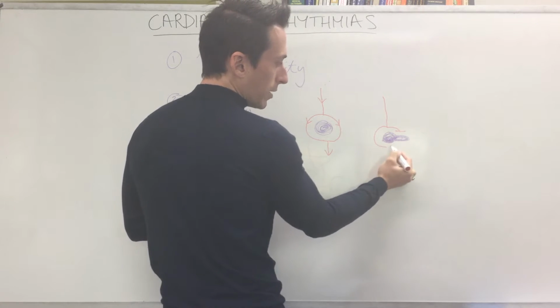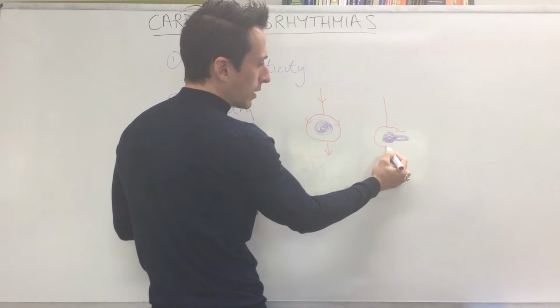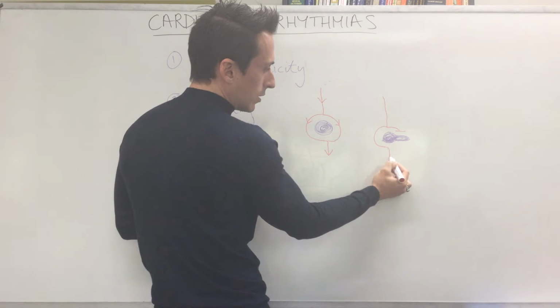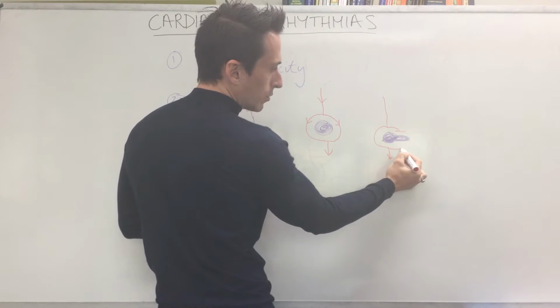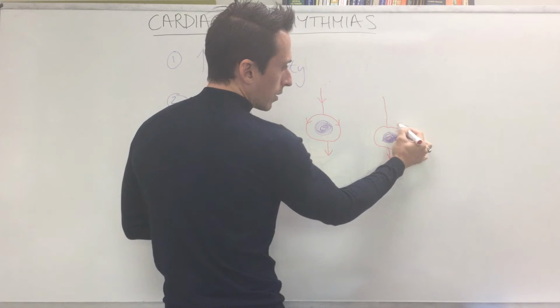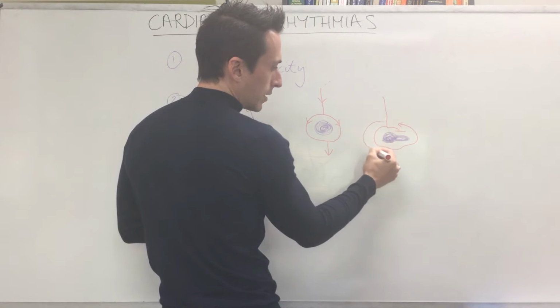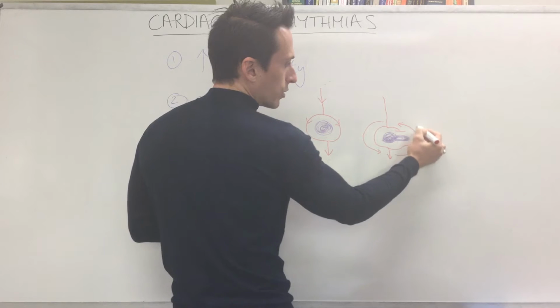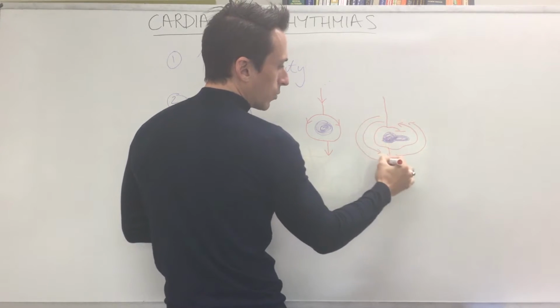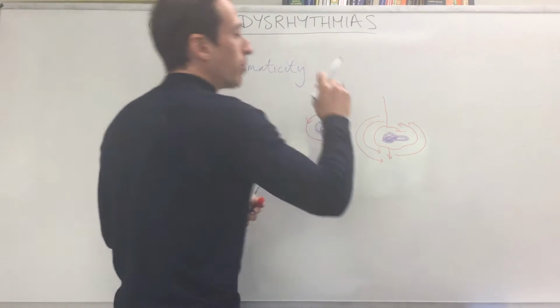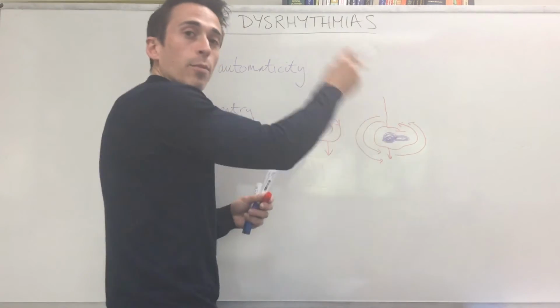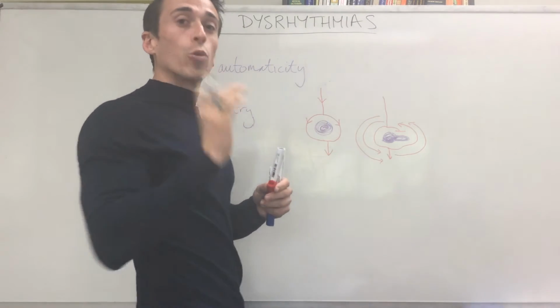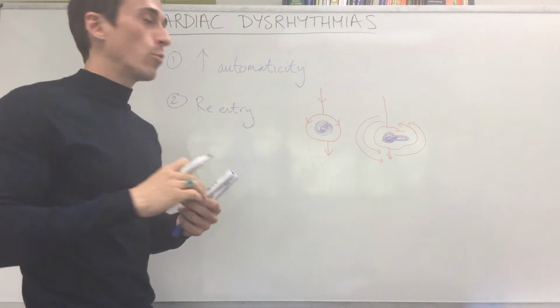Now usually they meet and cancel each other out, but what's happening here is that as this signal continues down like this, it also continues to move up around like that. And what happens is it creates this re-entry cycle where the signal continues to depolarize this same area, and that's what we call re-entry. Okay, that's re-entry.